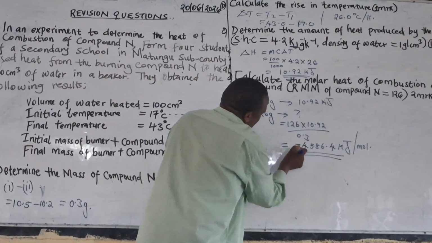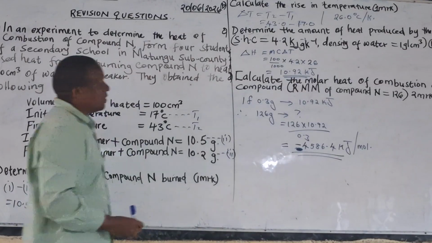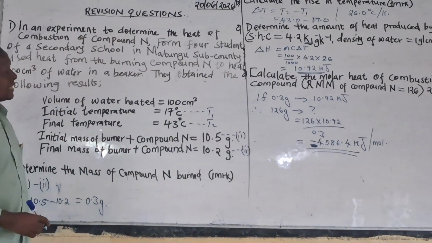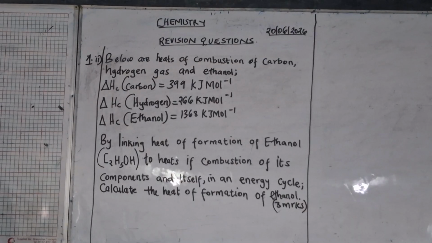So this is the value, and don't forget this one, it is very important. Negative 4,586.4 kilojoules per mole.